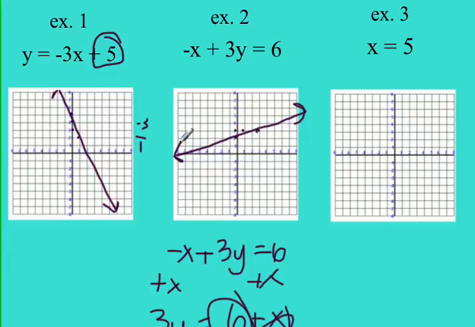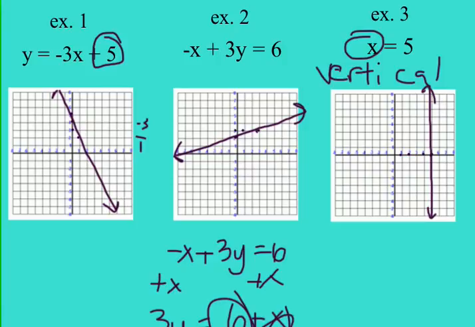So this is where it gets confusing. On number 3, you have x is equal to 5. So when you have that, what that means, if it's just an x and there's no y, that means you're going to have a vertical line. Okay? If you had just a y, it would be horizontal. So what you're going to do is you're going to look at the x-axis as a number line. You're going to find 1, 2, 3, 4, 5 on the x-axis. And then you're just going to draw a vertical line directly through that 5 on the x-axis.